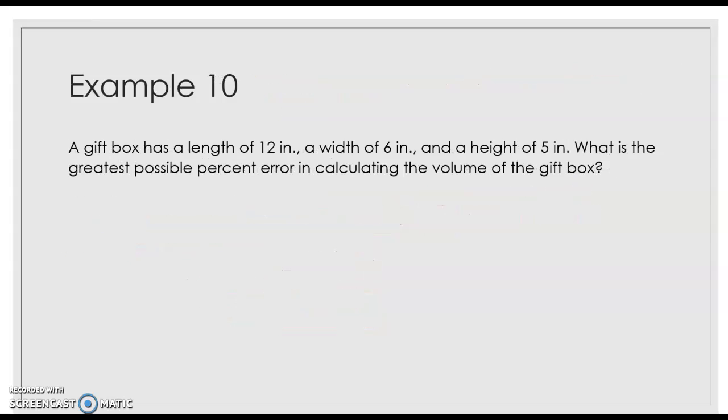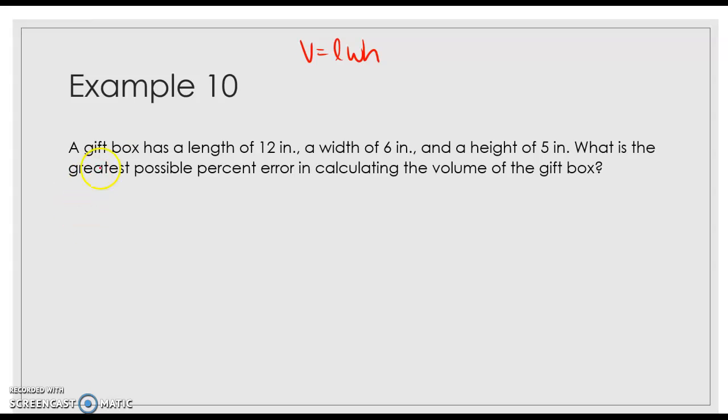So now putting that into play, we have a gift box that has a length of 12 inches, a width of 6 inches, and a height of 5 inches. What is the greatest possible percent error in calculating the volume of the gift box? So first off, volume equals length times width times height, just so we get that out of the way.